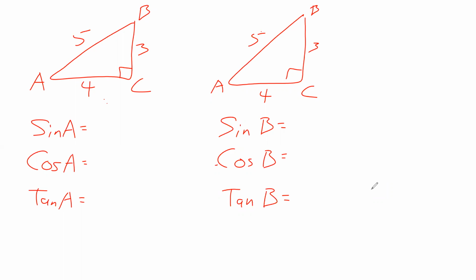So I have the same triangle drawn two different times here. On the first one, we have a triangle ABC. I did this as a 3-4-5 triangle because we know a 3-4-5 does make a right triangle. We have sine of A. Based off of angle A, I need to label this figure. Just like in the last example, which one of those pieces is going to be my hypotenuse? 5. All right, so 5 is my hypotenuse.